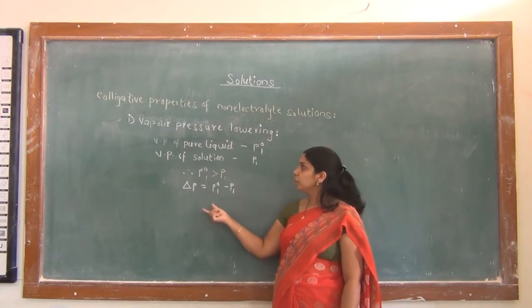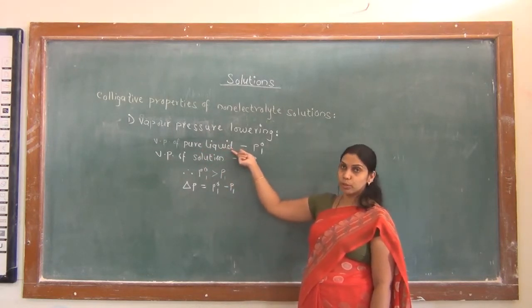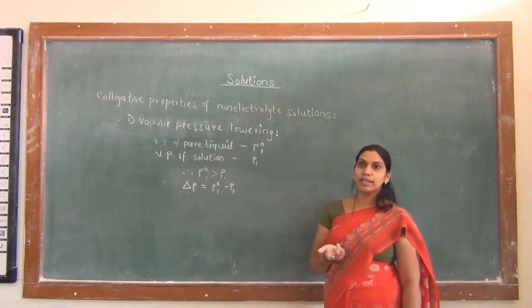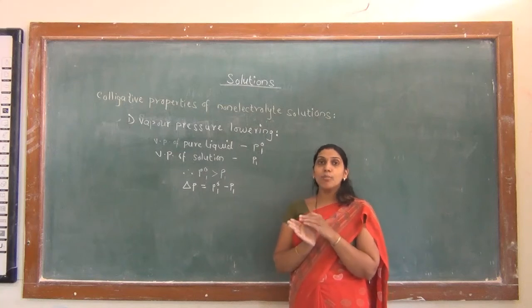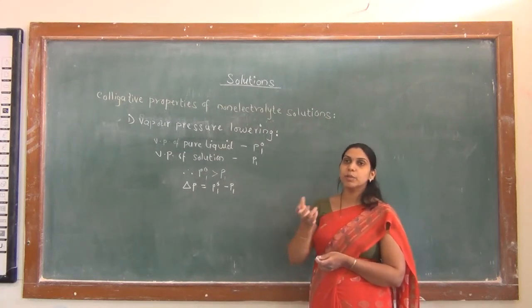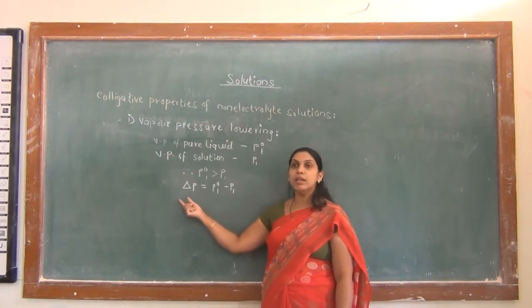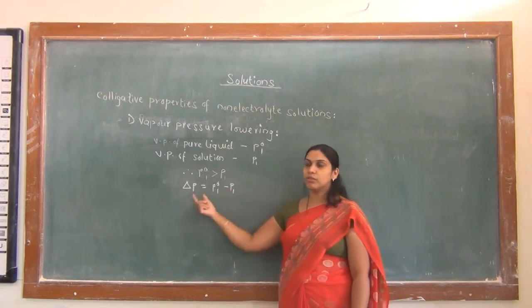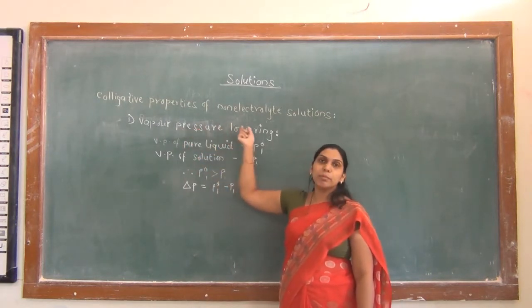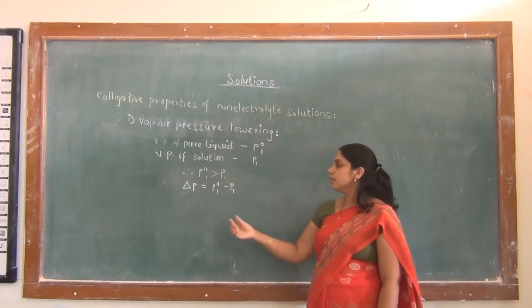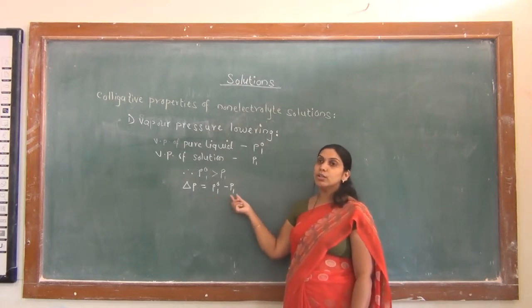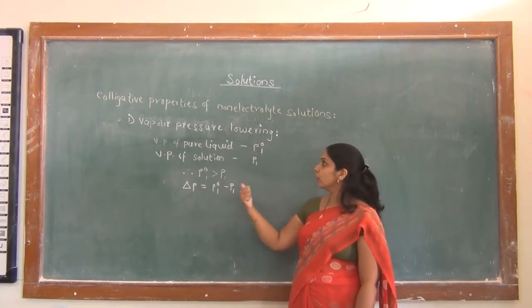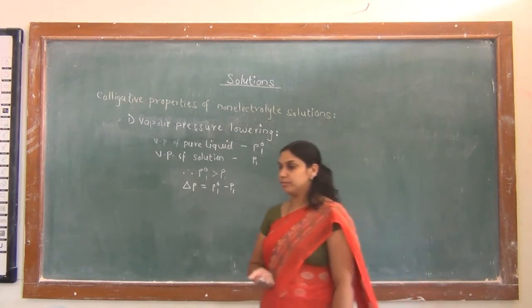What is P01? P01 is the vapor pressure of pure solvent or pure liquid. P1 is the vapor pressure of solution, and due to addition of non-electrolyte solute into a pure solvent, how much change is taking place in the vapor pressure can be calculated using delta P. The equation is delta P is equal to P01 minus P1, where delta P is vapor pressure lowering. It is the difference between vapor pressure of pure solvent and vapor pressure of solution. This was the mathematical equation for vapor pressure lowering.